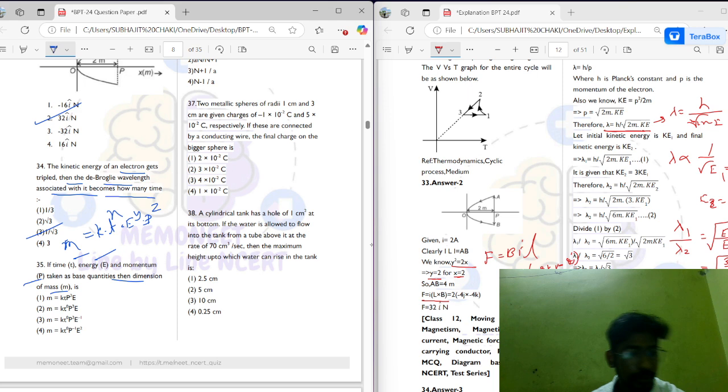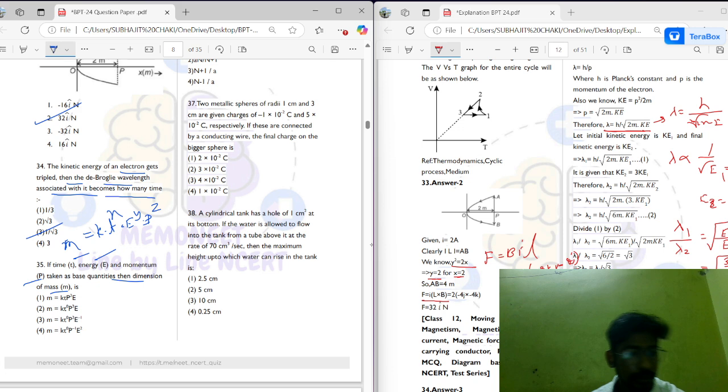So y plus z equals 1 and 2y plus z equals 0. That means from this you can say y equals minus z by 2. So minus z by 2 plus z equals 1, that means z by 2 equals 1. So z is equal to 2, that means p to the power 2.